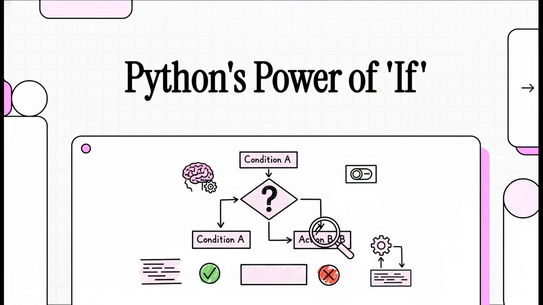All right, let's talk about giving your programs a brain. Seriously, today we're going to build a decision-making toolkit for our Python code, and it all kicks off with one of the most powerful yet simple words in all of programming, if. So let's dive right in and see how this all works.